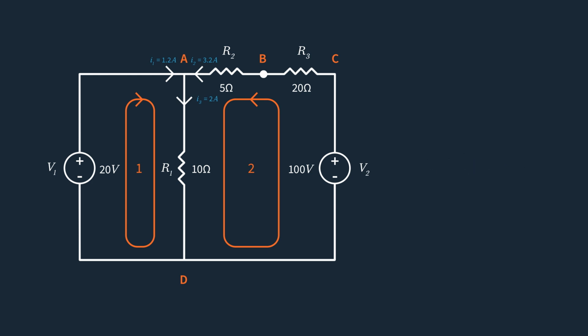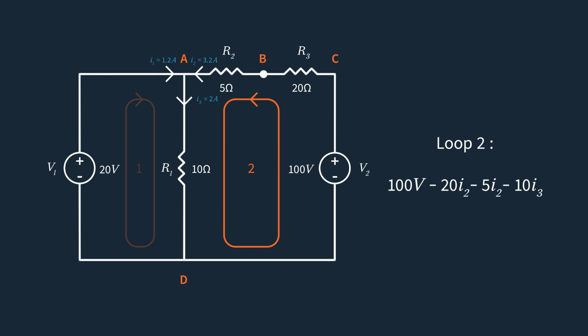Step 4 is to apply KVL at each loop, loop 1 and loop 2, and to write KVL equations representing voltage rises and drops. So 20 volts minus 10 times I3 for loop 1. For loop 2, we have 100 volts minus 20 times I2 minus 5 times I2 minus 10 times I3. Substituting the current equations obtained in step 4 into the loop equations and solving defined currents, we get the value of the unknown branch current.